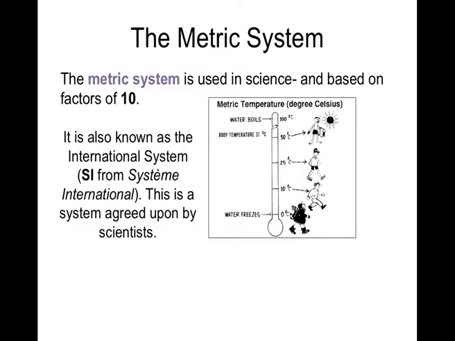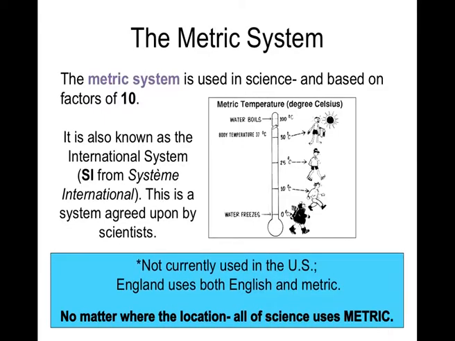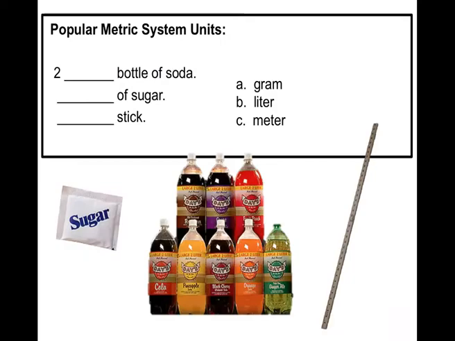In science, to standardize things, we use the metric system. The metric system is used universally. The only place that it's not used is in the US. England uses both the English and the metric system. The metric system is used even in the US in science. It is easy to convert. It is universally used. It is based in tens. It is also sometimes called the international system, or formally the System International. So when you see that it's abbreviated SI, it is still the metric system going by another name.